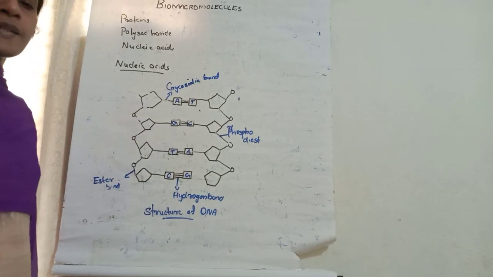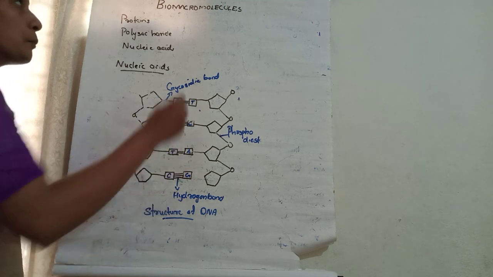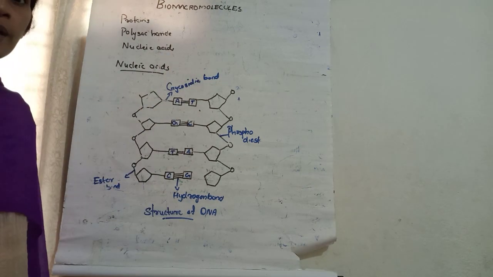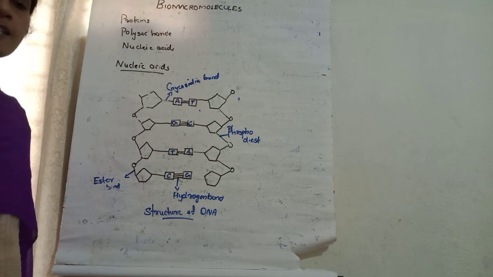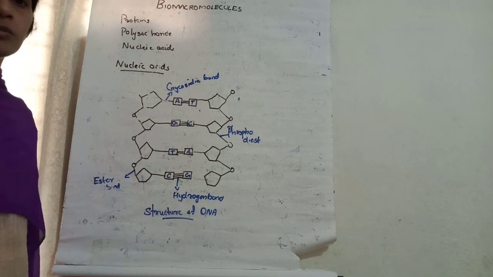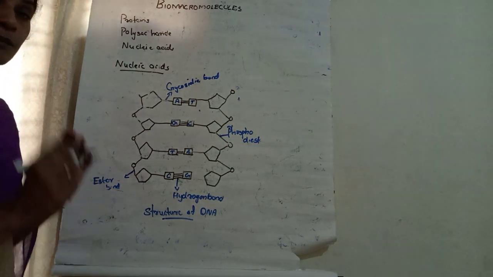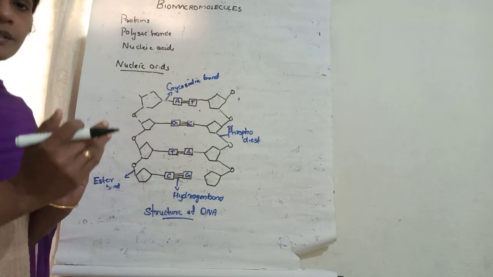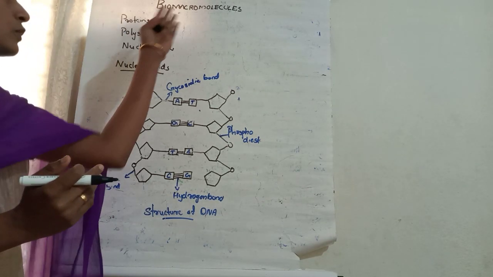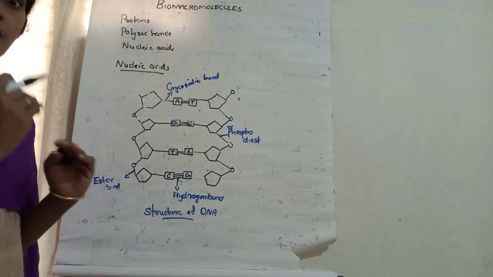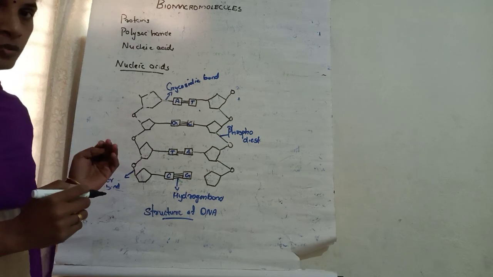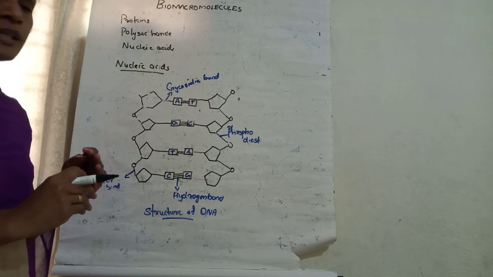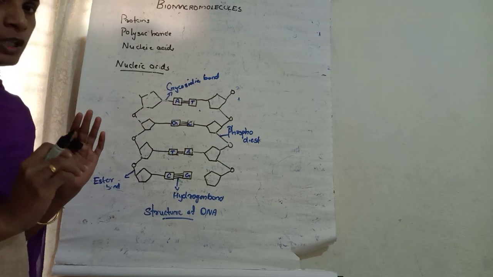Okay students, today's topic is about biomacromolecules. What is meant by biomacromolecules? What is the special feature of biomacromolecules? That means their molecular weight is above 1000 Dalton. Those molecules whose molecular weight is above 1000 Dalton become biomacromolecules. Below 1000 Dalton, they become biomicromolecules.